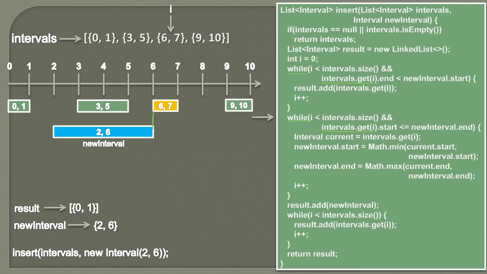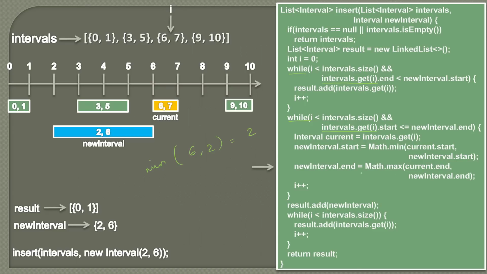So the overall condition in the while loop comes out to be true. We do intervals.get(I). The interval 6, 7 will be assigned to current. And we have to merge these two intervals now. So we'll use the same formula. The newInterval.start will become the minimum of current.start, which is 6, and newInterval.start, which is 2. So minimum will give 2. So newInterval.start will become 2, which is already at 2.